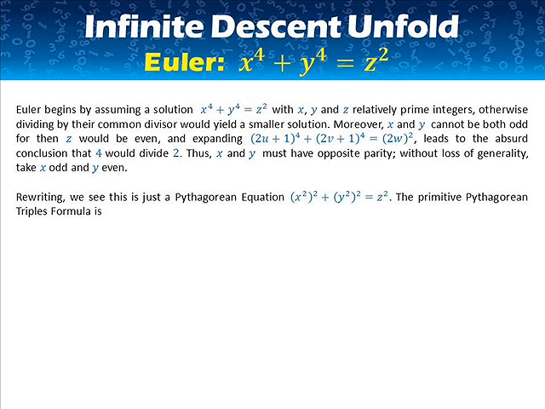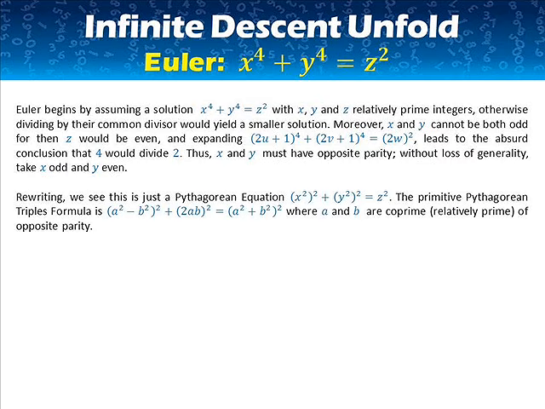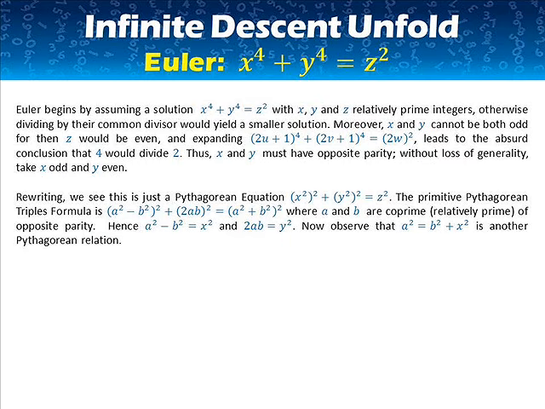The primitive Pythagorean triples formula is this one, where a and b are coprime of opposite parity. Hence, a squared minus b squared equals x squared, and 2 times a times b equals y squared. Now observe that a squared equals b squared plus x squared is another Pythagorean relation. Since x is odd, b must be even, so a is odd.